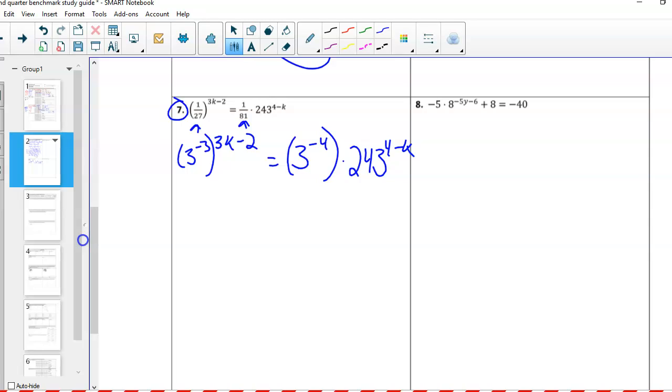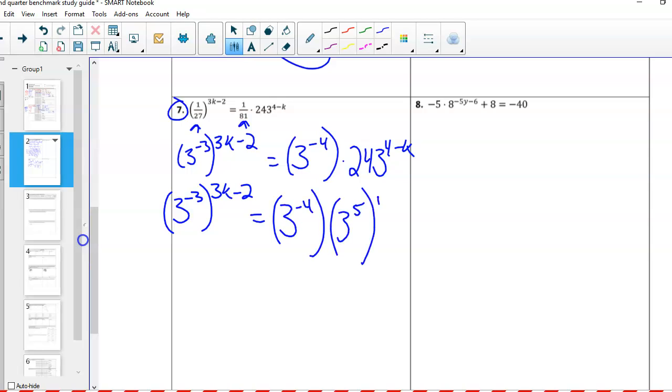I do anything else, now I'm going to look at this 243. Can we change that to be the same base as well? 3 to the what? 3 to the 5th? And then your exponent rules say that if you have the same base, you can multiply everything together. But when you do that to your exponents, you're multiplying your exponents.